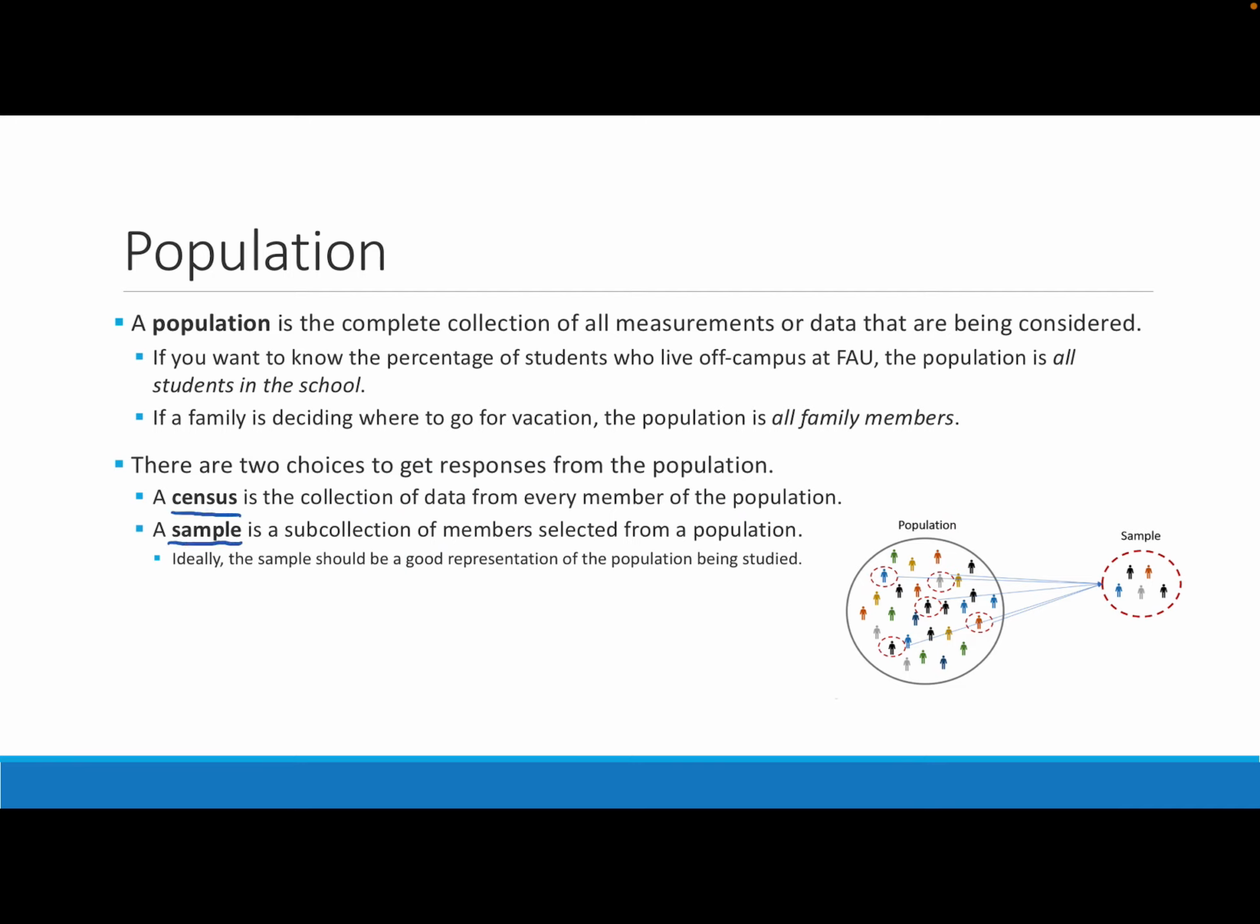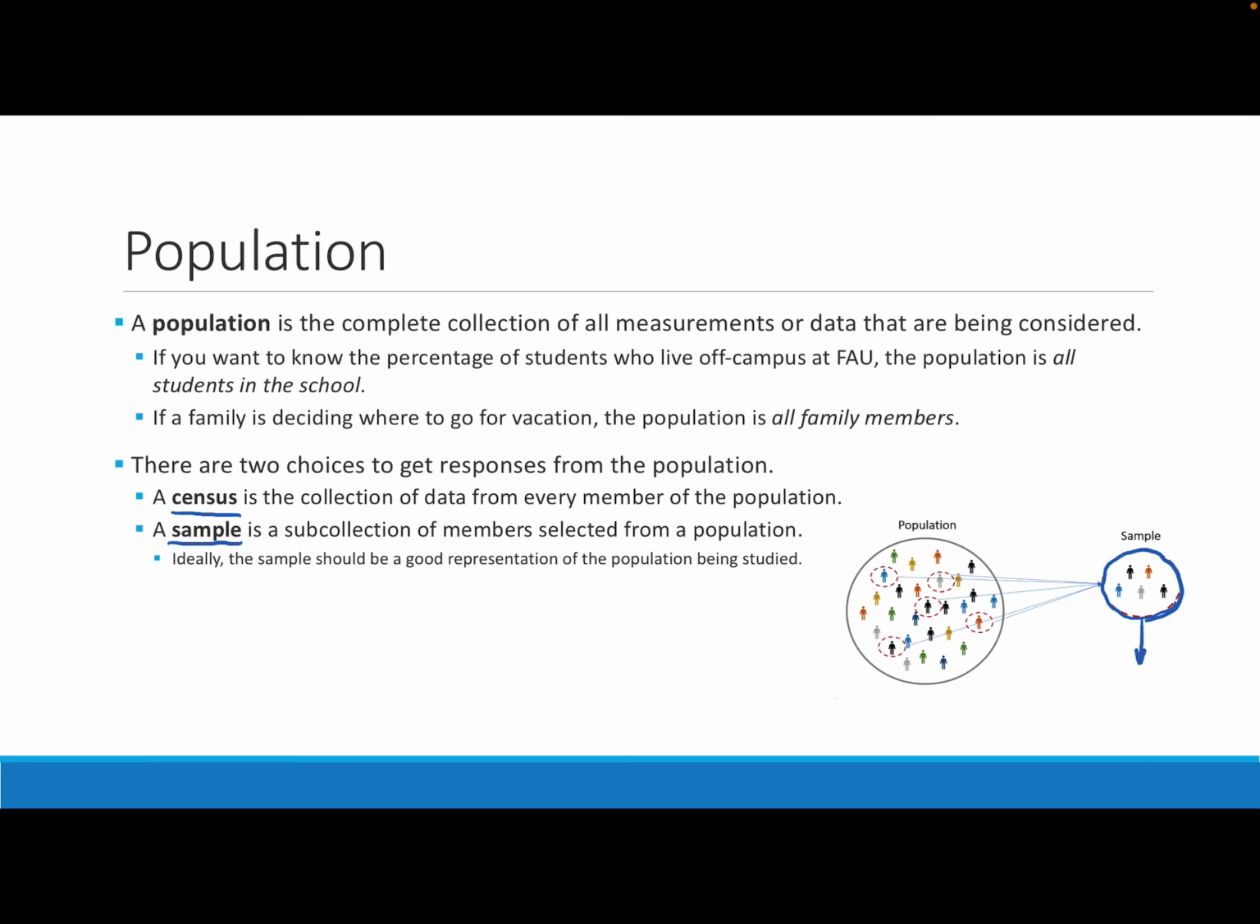So census and sample. A sample is basically a sub-collection of the members from the population. If you look at the cartoon on the lower right corner, the population is a big circle with many individuals. And there are so many, so we cannot observe everybody. So what we do is we choose some from the population and form this small circle of sample. Once you have the sample, you can observe everybody in the sample because it's not big. So you can do a complete measurement of the sample.